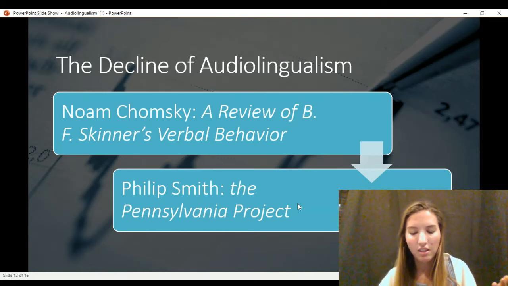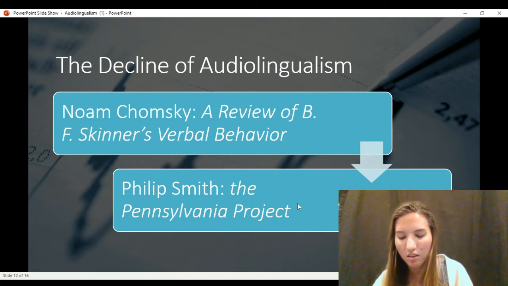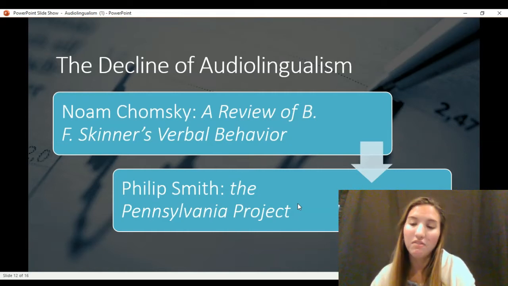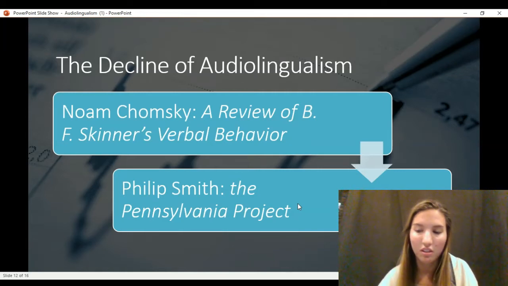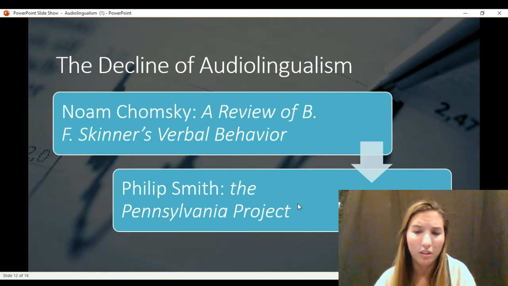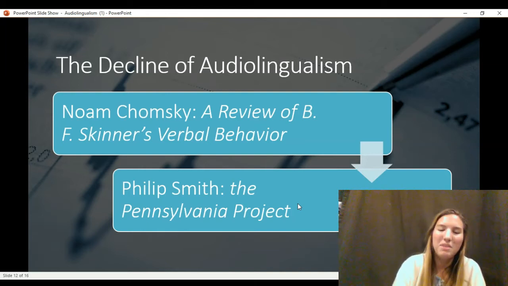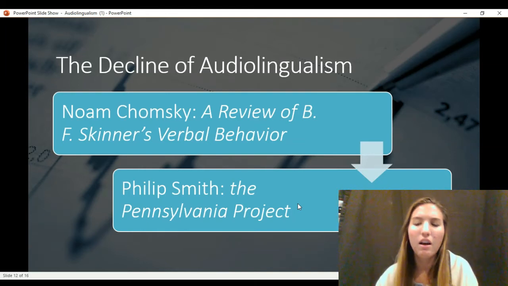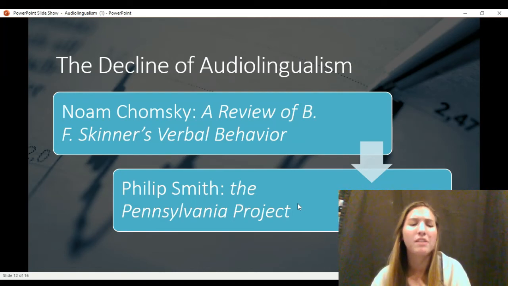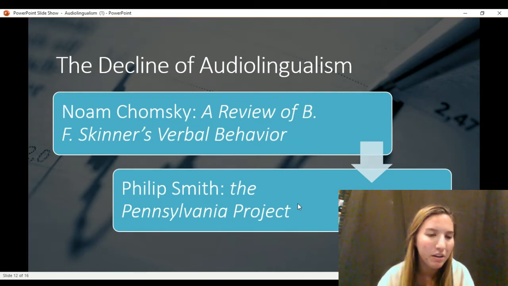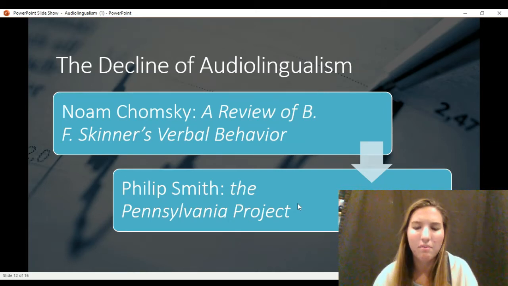And around the 70s, Philip Smith's study, the Pennsylvania Project, proved audiolingualism to be less effective than cognitive approaches that involve using the learner's first language while learning. It is very difficult for students to learn the backings of a second language without being taught it in the first language. Within the audiolingual method, there is no explicit teaching of grammar. Everything is just memorized in form, thus making it hard to understand. When learning a second language, we need to understand that vocabulary and grammar cannot simply be memorized.